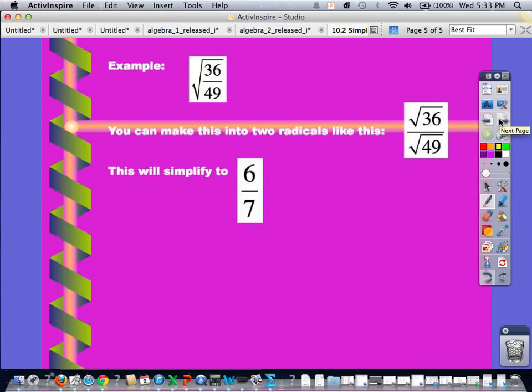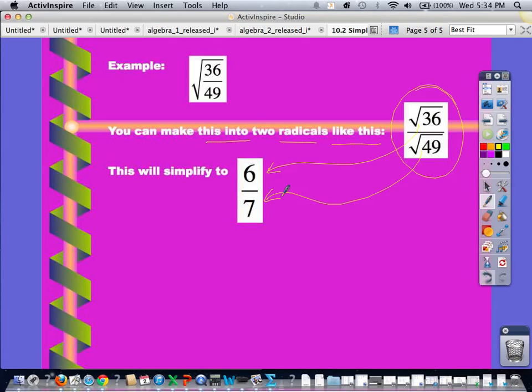All right. You may also have a problem that looks like this, a big radical with a fraction underneath it. And we just talked about how you can have a radical with fractions. Okay? So you want to split this apart. Whenever you see a big square root like that, you can break it into 2 radicals that look like this. All right? And then that breaks down nice and easy because what's the square root of 36? 6. What's the square root of 49? 7. So this simplifies to just 6 over 7 with no radical sign, okay?